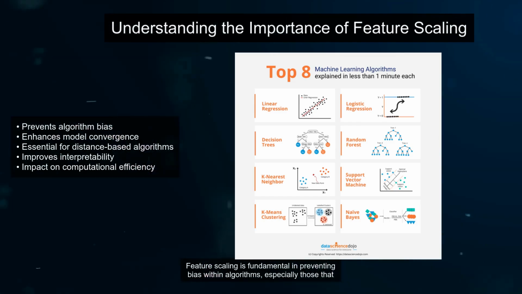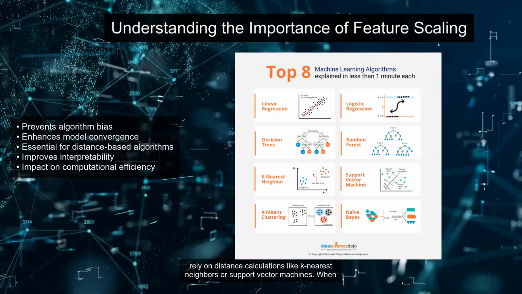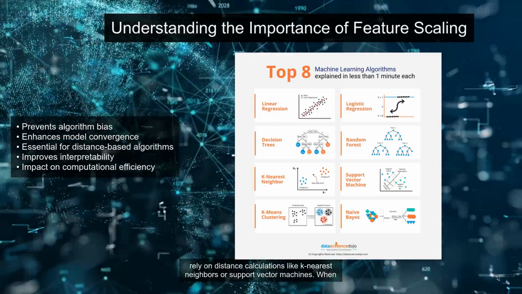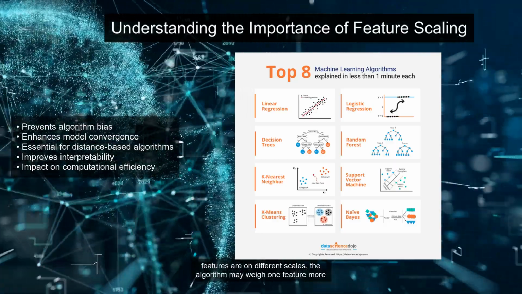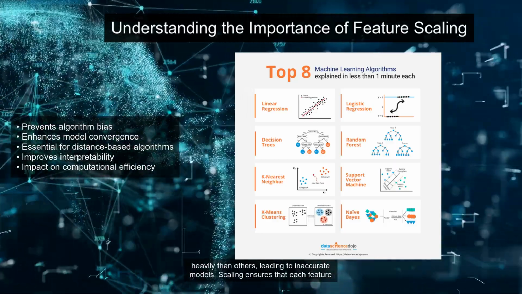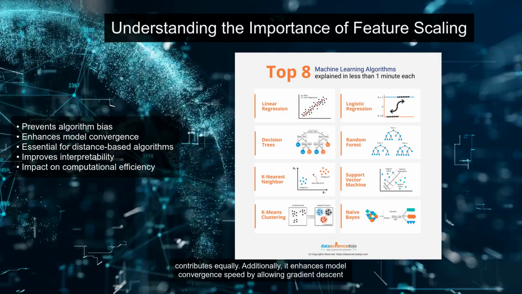efficient models. Feature scaling is fundamental in preventing bias within algorithms, especially those that rely on distance calculations like k-nearest neighbors or support vector machines. When features are on different scales, the algorithm may weigh one feature more heavily than others, leading to inaccurate models. Scaling ensures that each feature contributes equally.